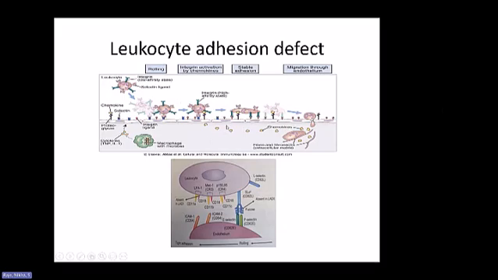And then once they come to a complete stop, so rolling on the surface and then integrin attachment to their ICAMs can bring them to a complete stop. Once they come to a complete stop, they can use diapedesis and move out of the circulation. They follow the trail of chemokines to the site of infection.